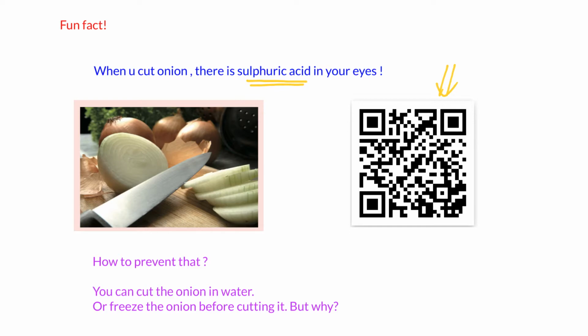So how to prevent that? You can suggest your mom cut the onion in water, or you can freeze the onion before cutting it. But I just want you to think about why it happens like that. In other training videos, I think you will get some idea about that.